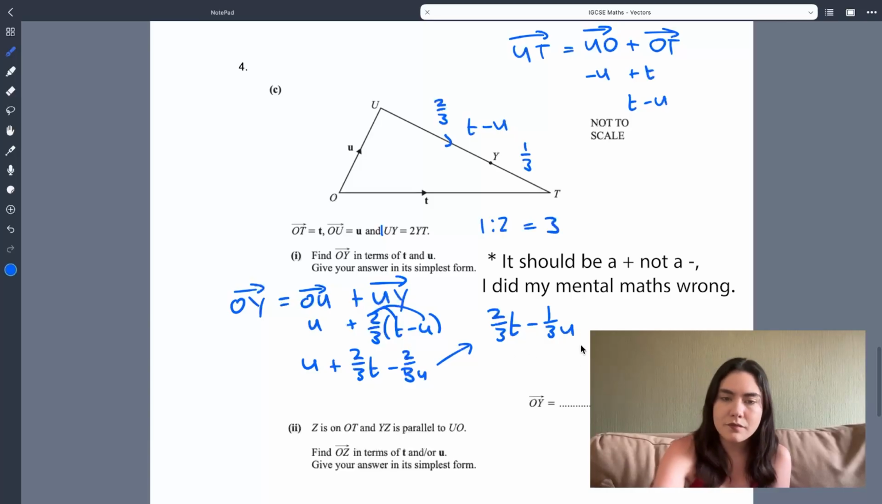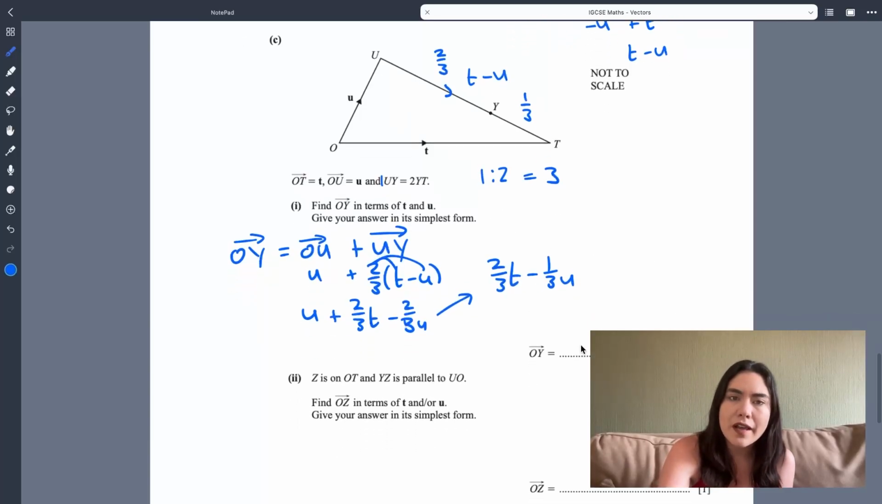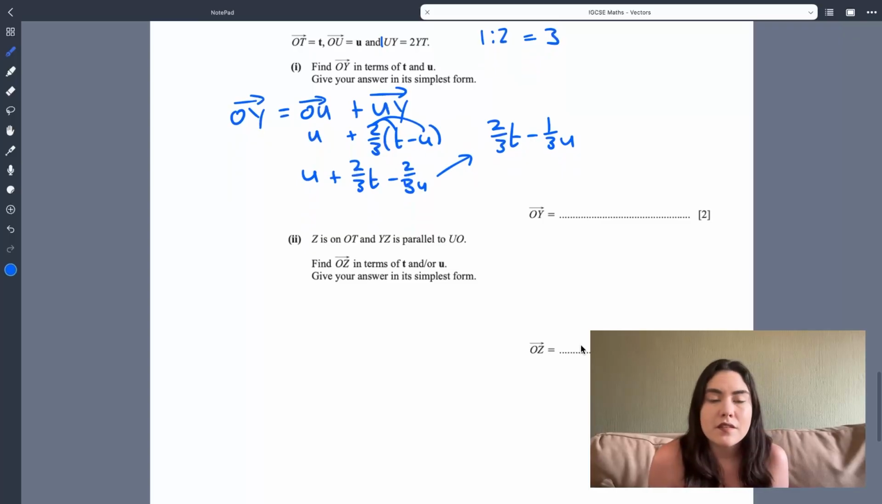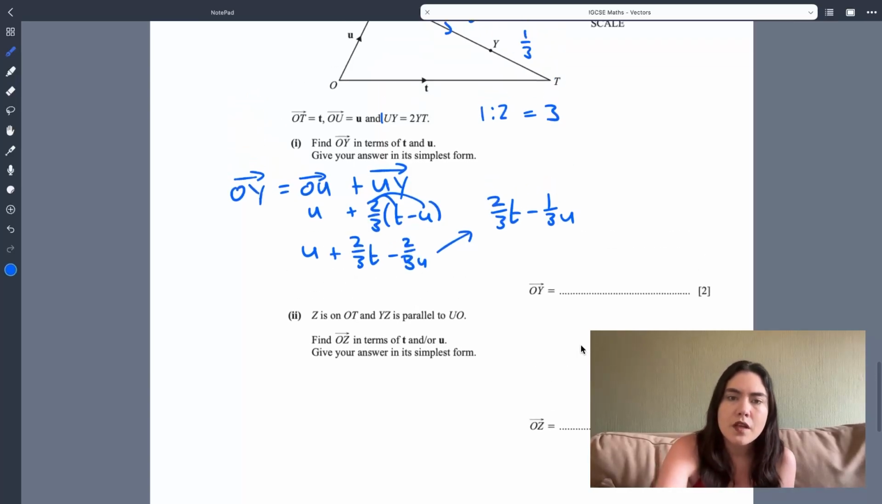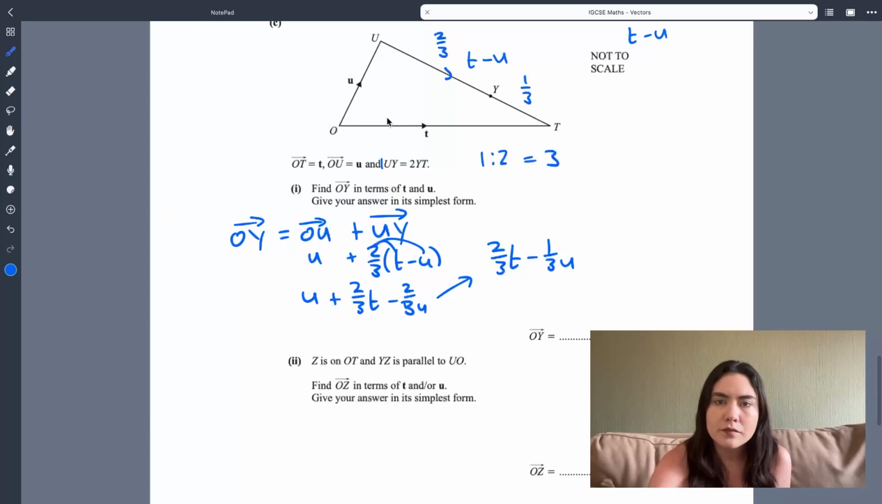All right. Now we've got another parallel question. It says, Z is on OT and YZ is parallel to UO. Okay, Z is on OT. So let's figure out where that is. Z is somewhere on OT where YZ is parallel to UO. So basically, it has to be a parallel line somewhere like this. So Z is somewhere there.